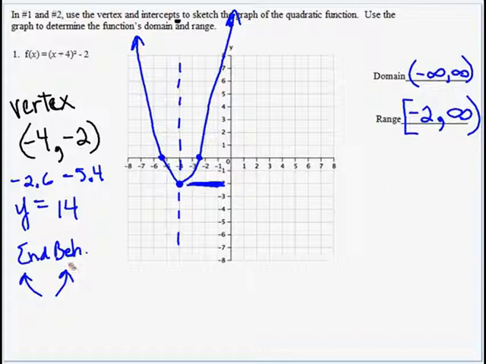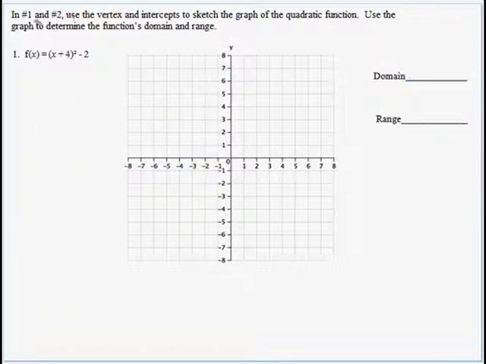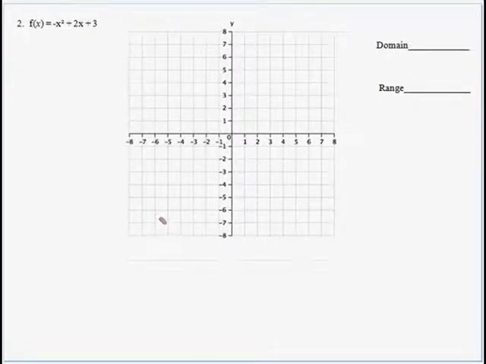And I believe we have answered everything they asked for. Yes, we got a good graph, and we have the domain and range. Now, in number 1, we were given a parabola in standard form. Here's a parabola in non-standard form. But the same questions are asked.